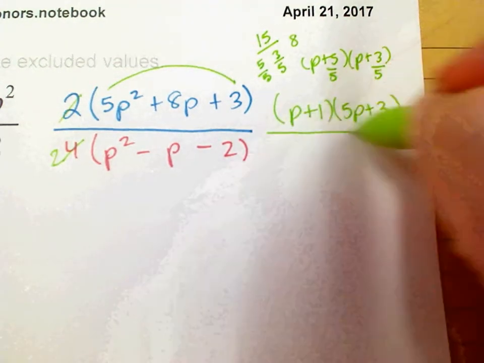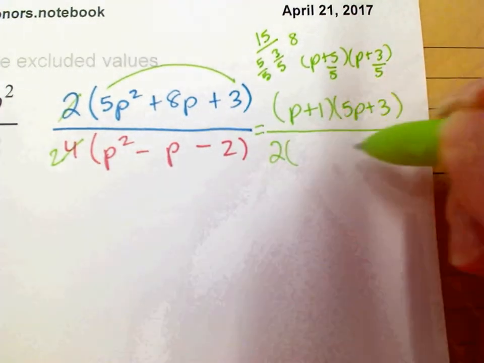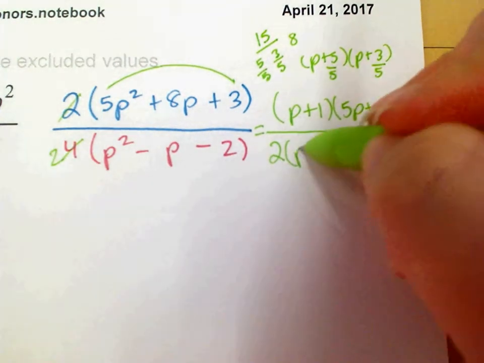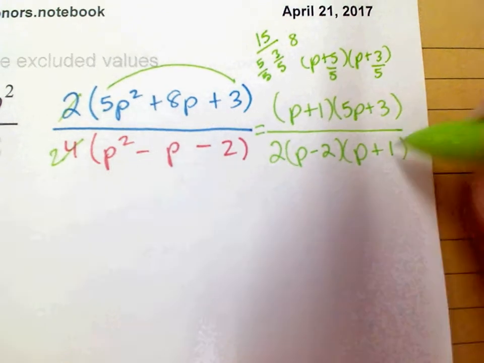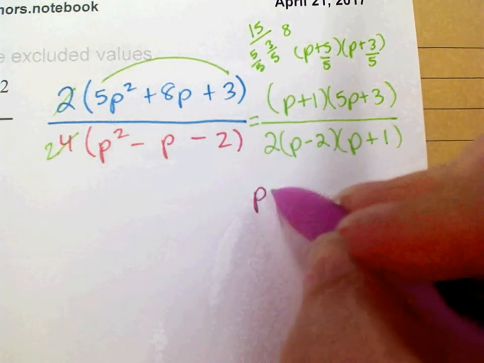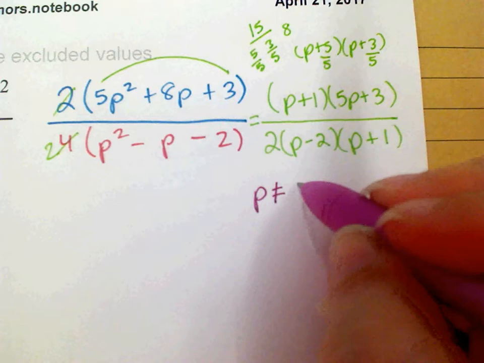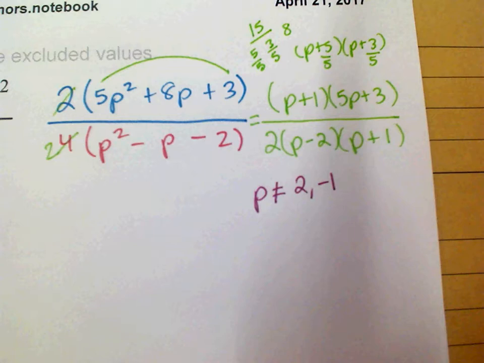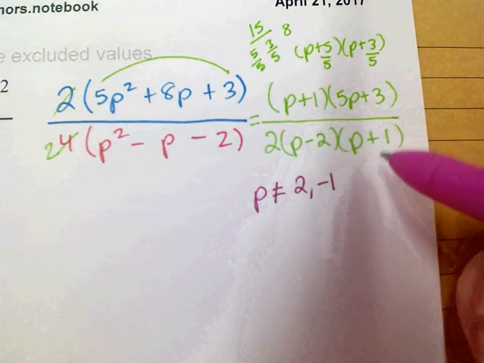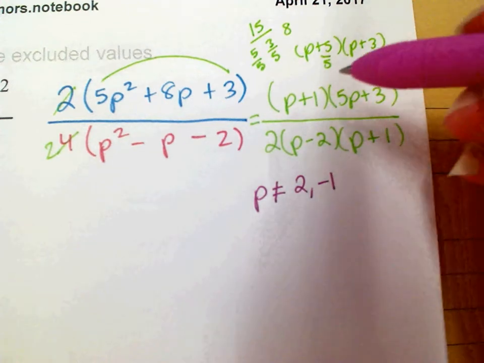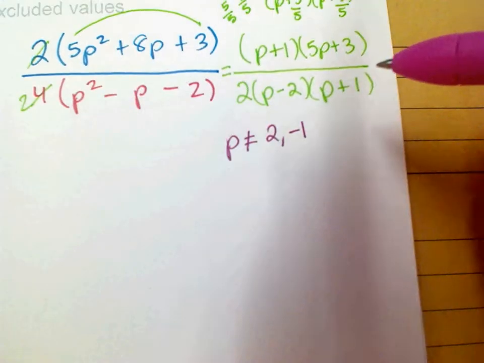2 times what? What are the factors of negative 2 that add up to negative 1? Negative 2 and positive 1. So can you tell me the excluded values? P cannot equal 2 and negative 1. Because positive 2 and negative 1, right? That's numerator, so I don't care, right? Does anything simplify? And so my final answer?